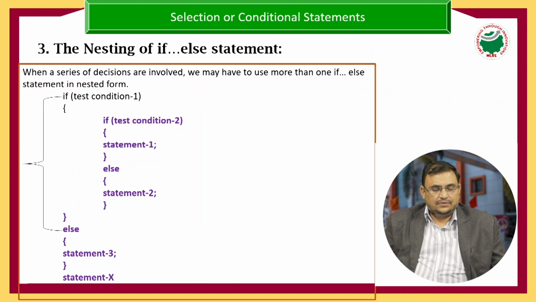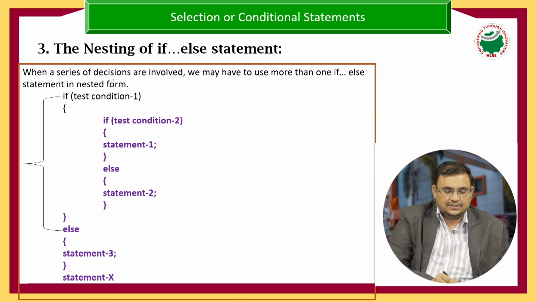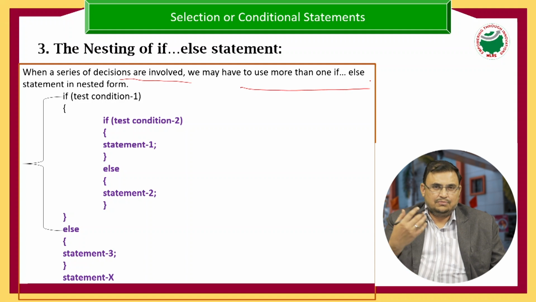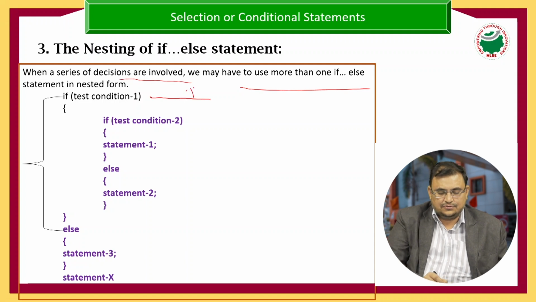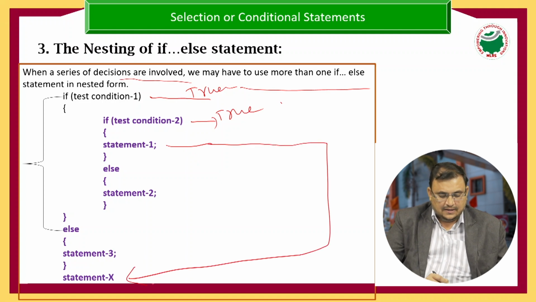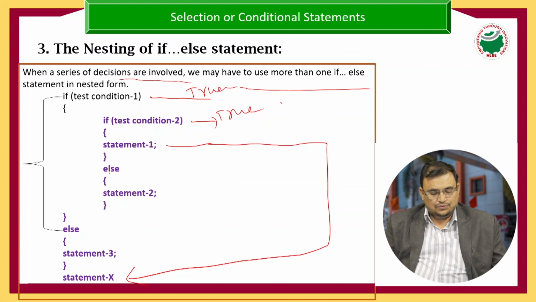The third one is nesting of if-else statements. When a series of decisions are involved, we may have to use an if that consists of more than one if. That is called nested if. Here you can see if the test condition result is true, then it enters the second one, and if it is also true, then it executes statement 1 and control goes to statement X directly. The remaining statement 2 and statement 3 blocks are skipped.